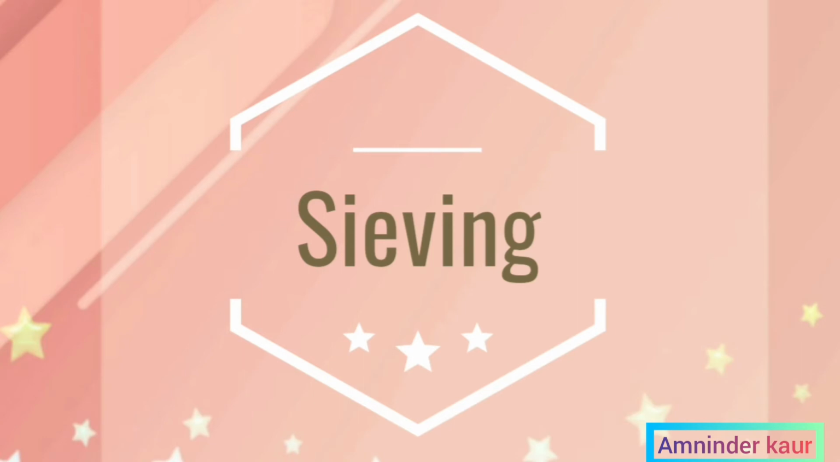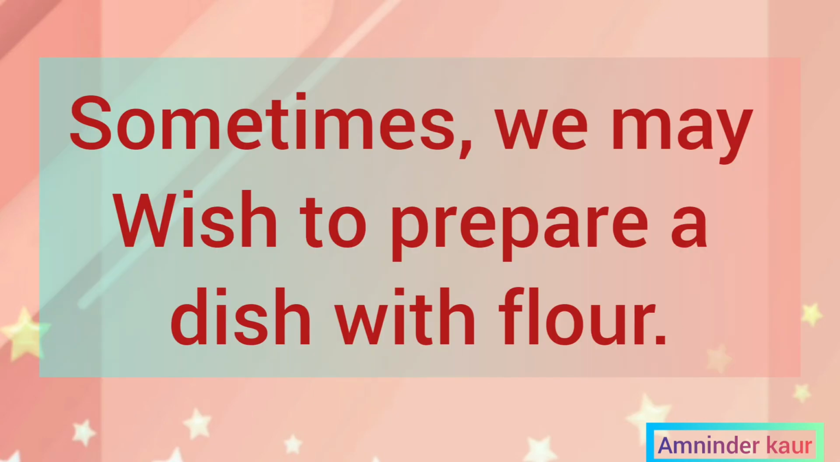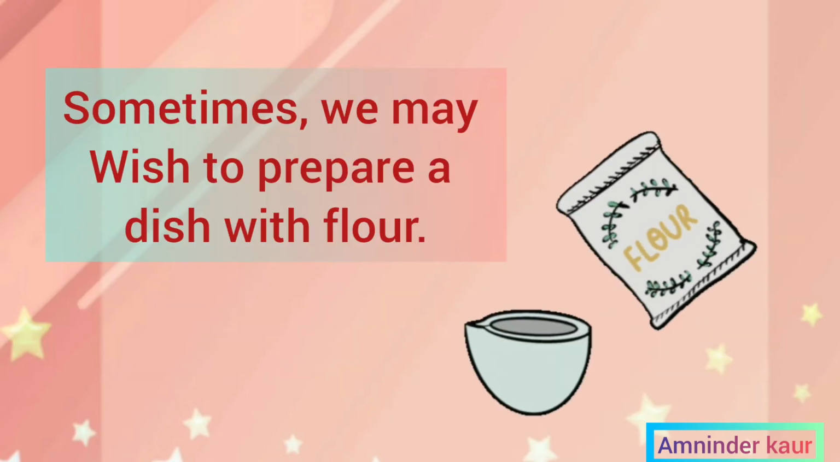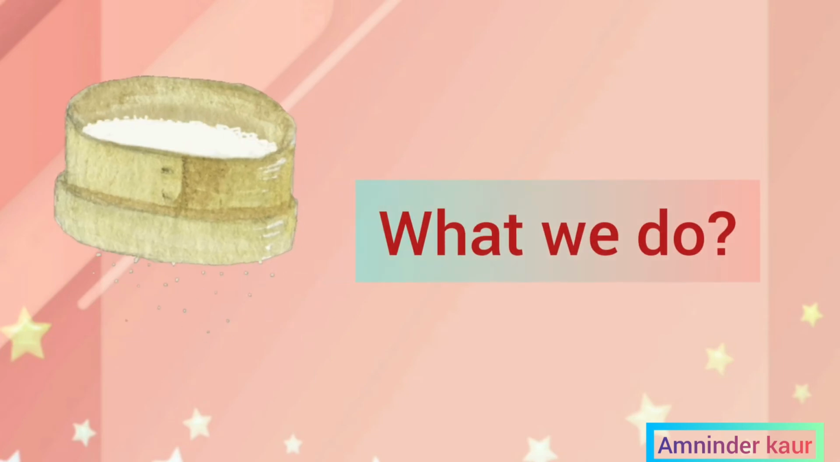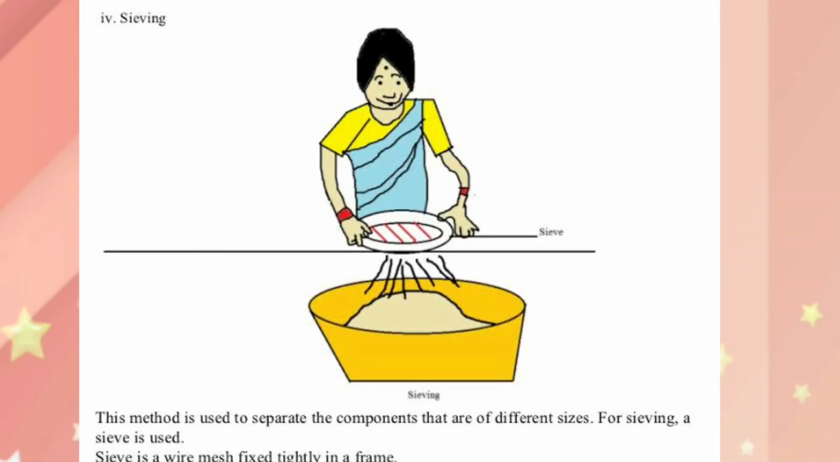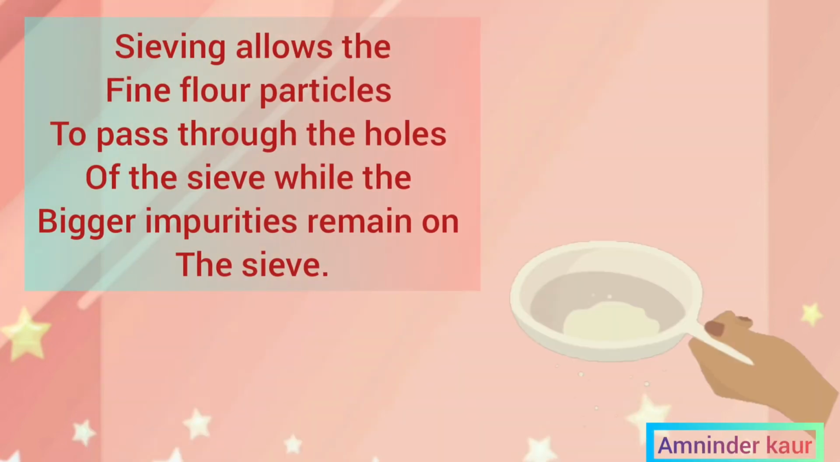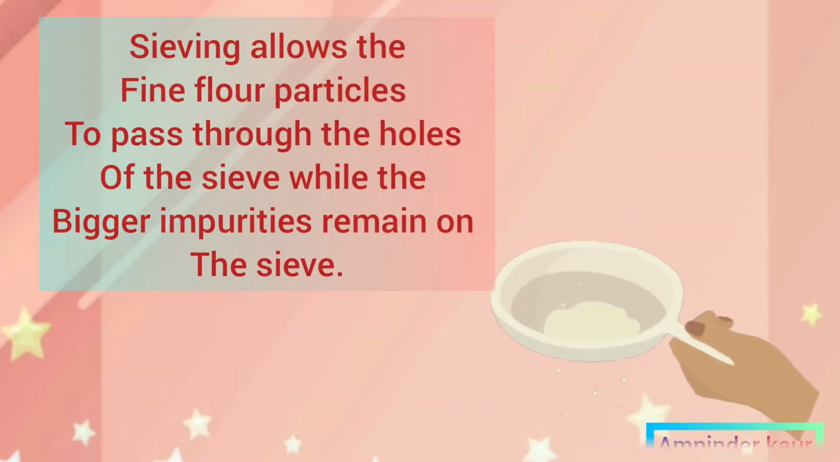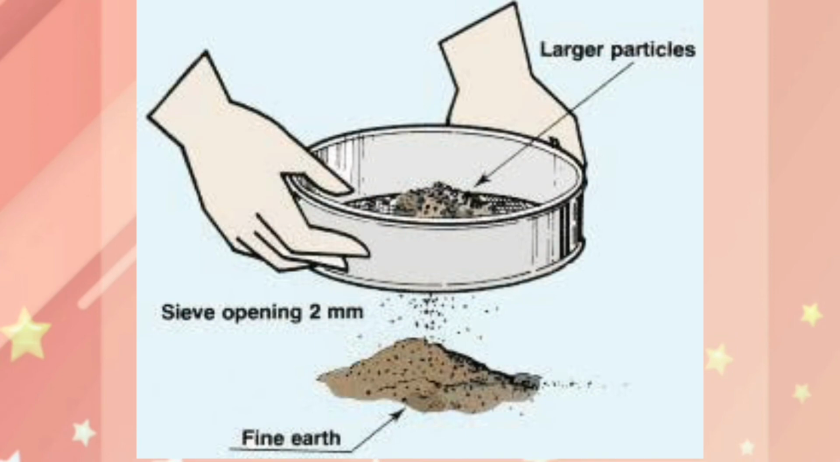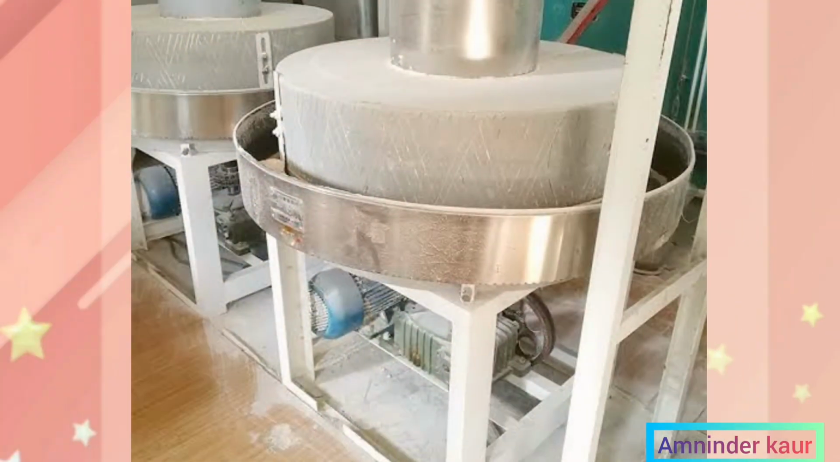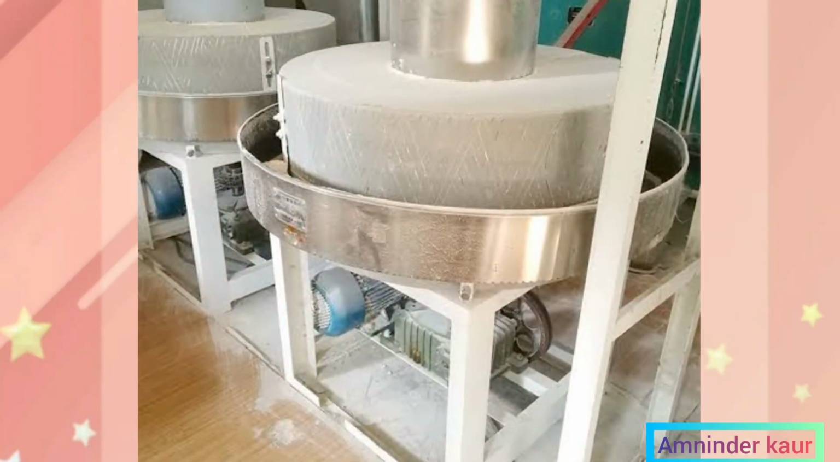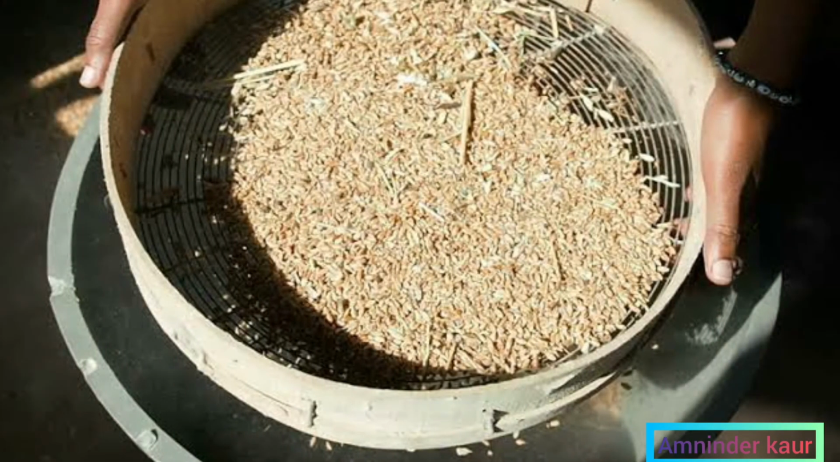The next method is sieving. Sometimes we may wish to prepare a dish with flour. We need to remove impurities and bran that may be present in it. What do we do? We use a sieve and pour the flour into it. Sieving allows the fine flour particles to pass through the holes of the sieve while the bigger impurities remain on the sieve. In a flour mill, impurities like husks and stones are removed from wheat before grinding it.